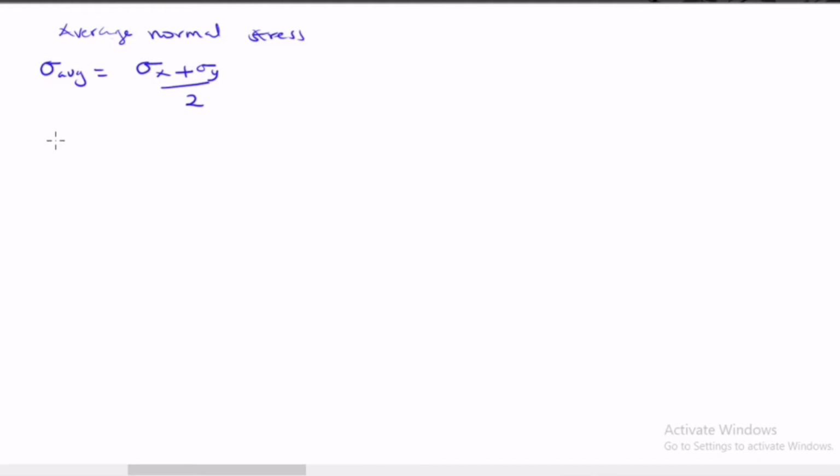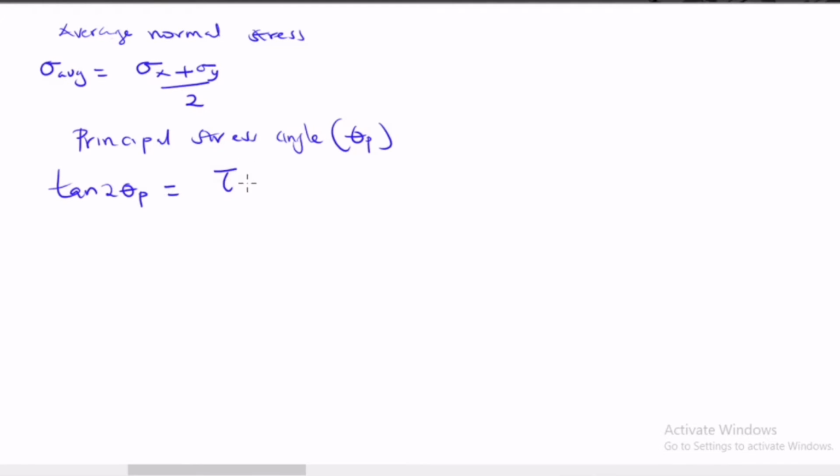Then we move on to the principal stress angle, which is denoted by this. And in that case, for the formula generated, we'll have tan 2 times the principal stress angle is equal to the shear stress in the x and y direction all over bracket open, the stress in the x direction minus the stress in the y direction divided by 2.